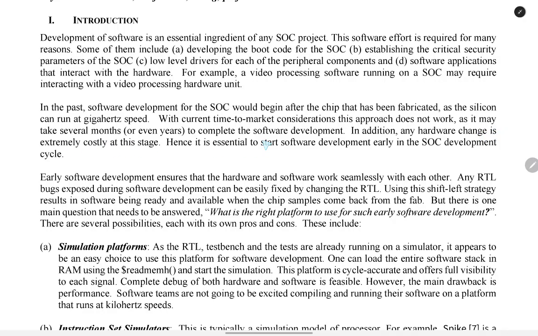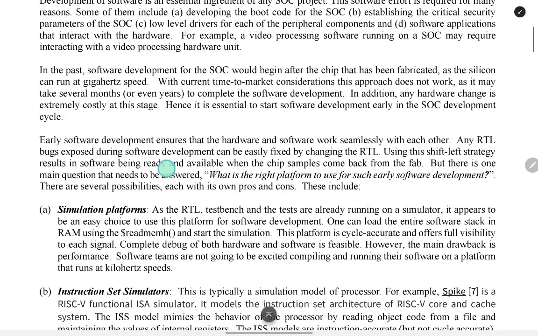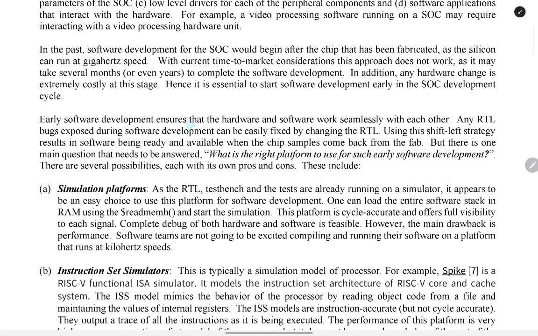Hence, it is essential to start software development early in the SoC development cycle. Early software development ensures that hardware and software work seamlessly with each other. Any RTL bug exposed during software development can be easily fixed by changing the RTL. So using this shift-left strategy results in the software being ready and available when the chip sample comes back from the fab. But there is one main question that needs to be answered. What is the right platform to use for such early software development?